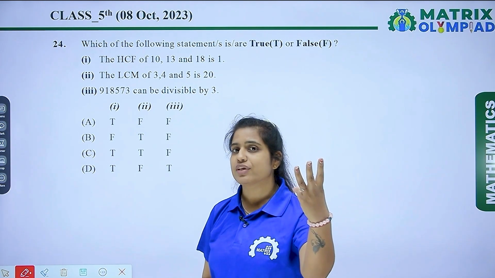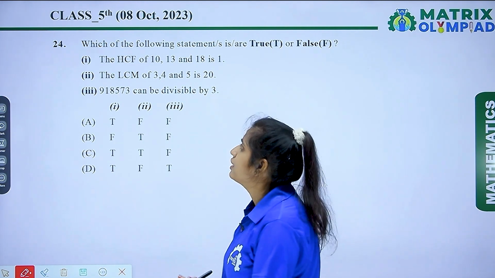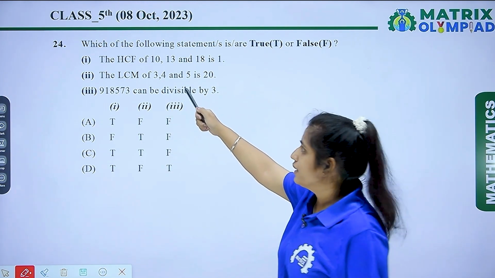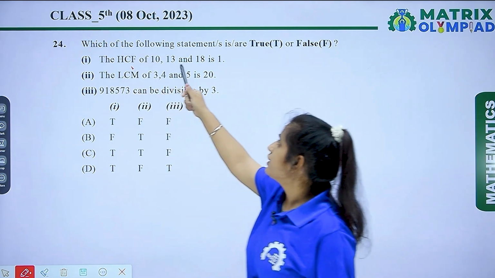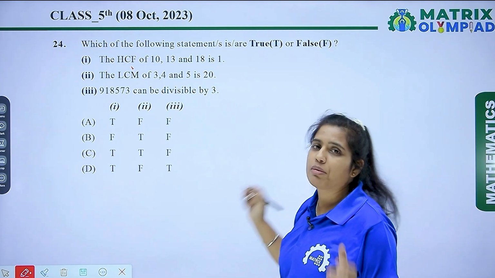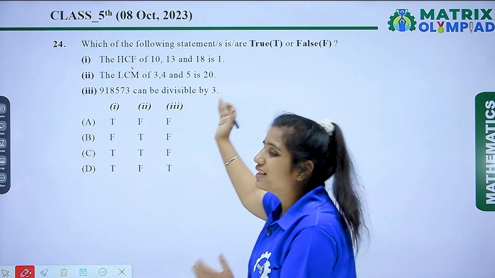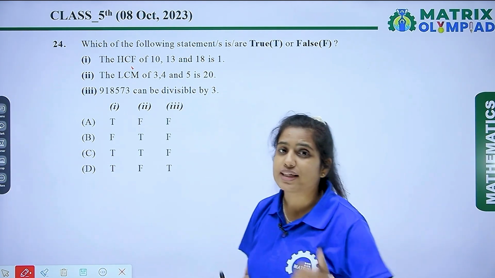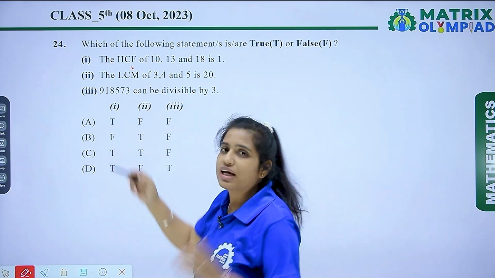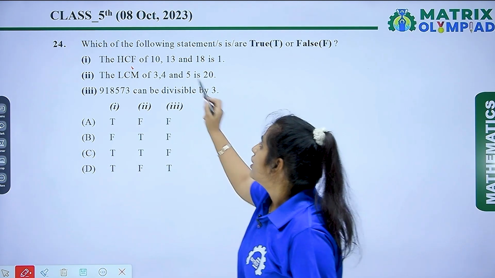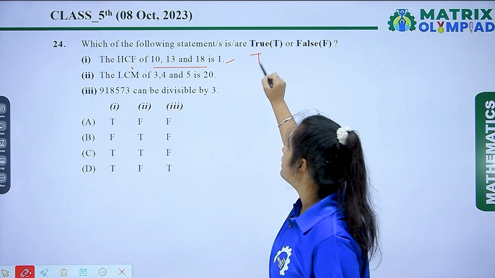So out of these three statements, we have to find out the true and false statements. Now, for the first part of this question, the HCF of 10, 13 and 18 is 1. हमें पता करना है कि 10, 13 and 18 इन तीनों नंबर का जो HCF है क्या वो 1 है? So yes, it is 1. Why it is 1? Because the HCF is highest common factor, and in these three numbers the highest common factor is only 1. So this statement is true.